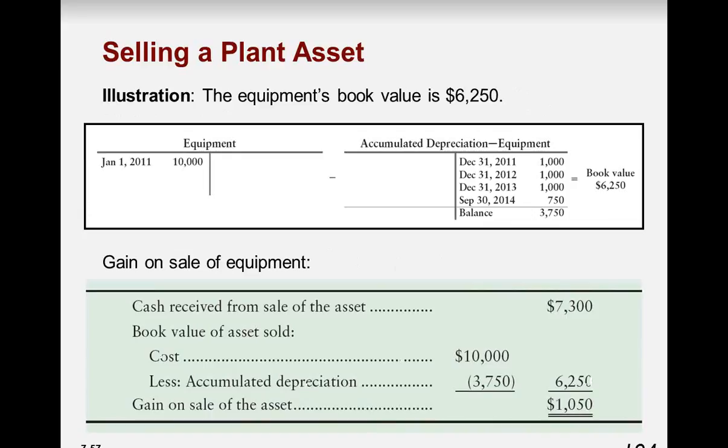So that means my cash receipt from the sale is $7,300. My book value is $6,250, and therefore I have a gain on my sale, the difference between the $7,300 and the $6,250.